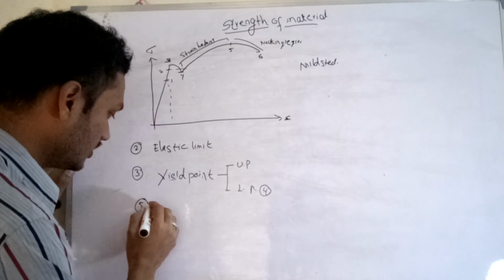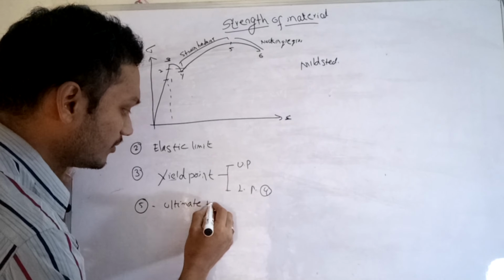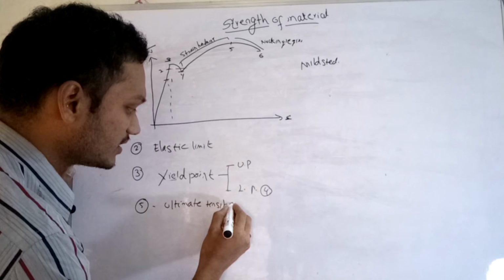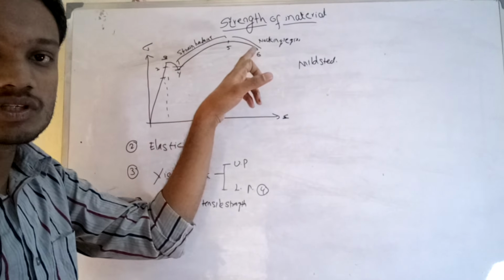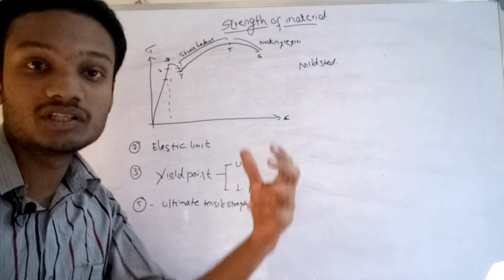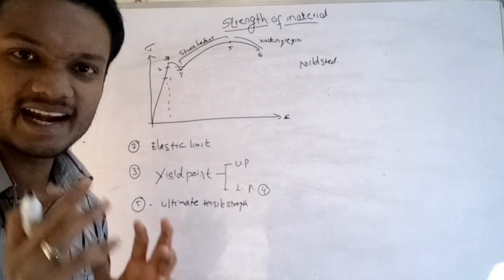Now point 5 is the ultimate tensile strength. It means this is the maximum stress that the material can hold, the maximum strength that the material has when subjected to static loading.